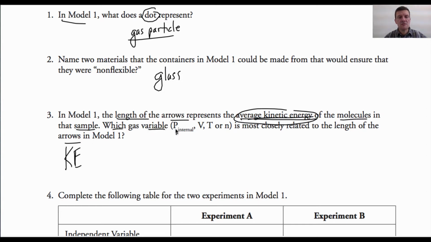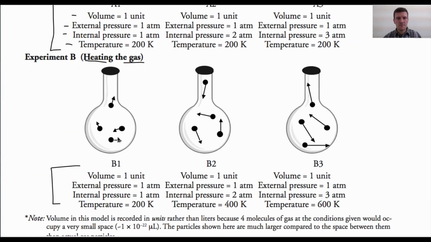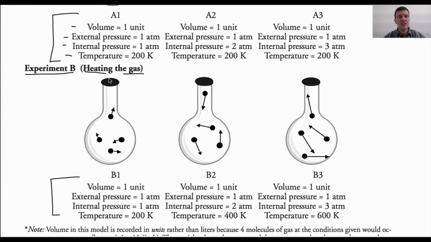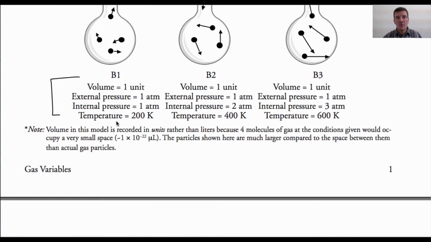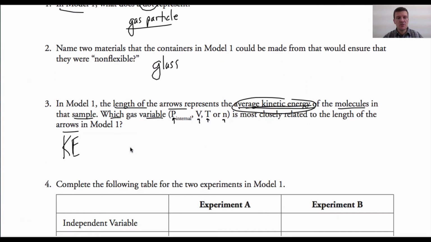Which gas variable, pressure, volume, temperature, or number of particles, moles, is most closely related to the length of the arrows in Model 1? Well, if we look back up here, you'll notice that in experiment B, as you heat the gas, as you increase the temperature of those particles, the arrow is going to increase in length. So the arrow is representing the average kinetic energy, and that is directly related to the amount of heat inside those containers, which we measure with the variable called temperature. So this would be temperature. The average kinetic energy is proportional to the temperature of the particles.